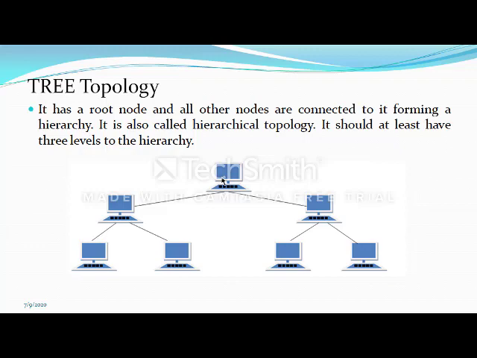It has a root node and all other nodes are connected to it, forming a hierarchy. See here, it's just like a tree and branches. It is also called hierarchical topology. It should have at least 3 levels to the hierarchy.